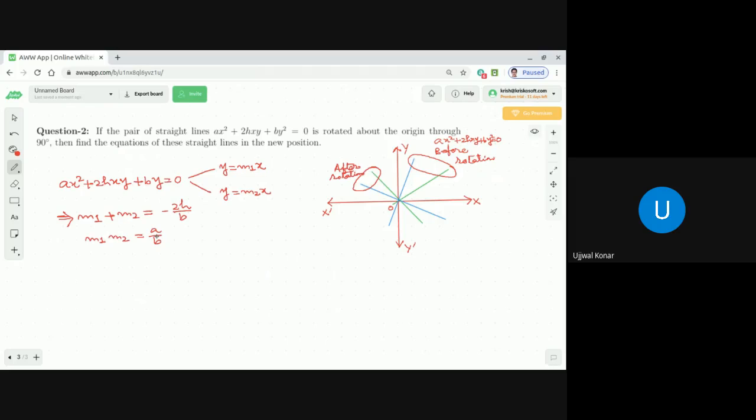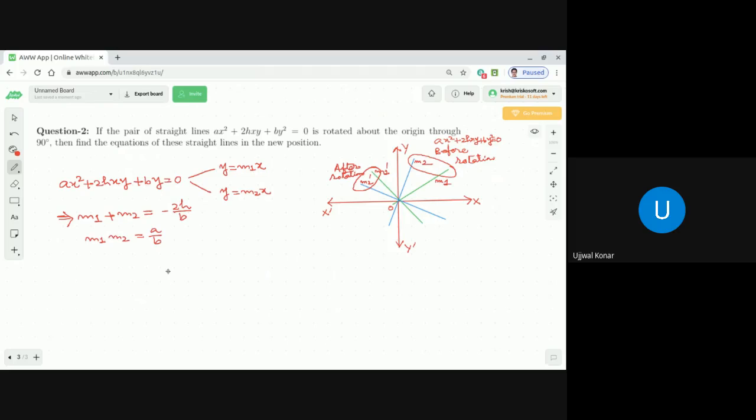Now, dear students, let's assume the slopes of the new pair of straight lines after their rotation become m1 dash and m2 dash. So before rotation their slopes were m1 and m2. After rotation their slopes become m1 dash and m2 dash, correct?